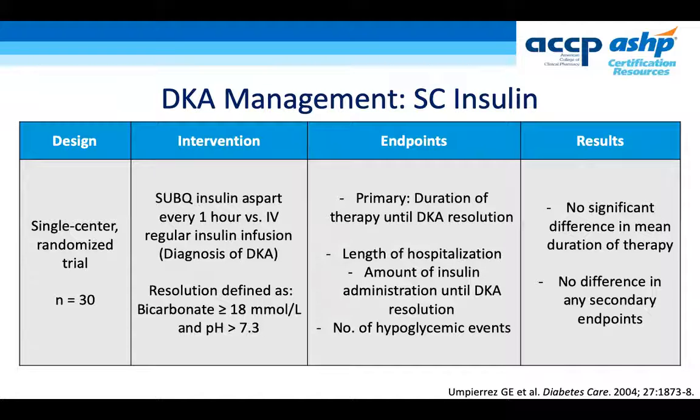The primary outcome was duration of therapy until DKA resolution. Secondary endpoints included length of hospitalization, amount of insulin administration until DKA resolution, and number of hypoglycemic events. The results were that there was no significant difference in the mean duration of therapy and no difference in any secondary endpoints. So really left it up to what was convenient for that patient at the time.